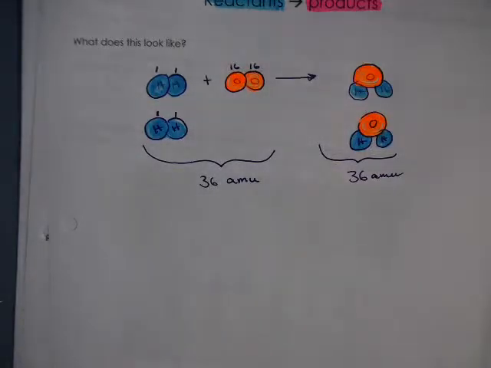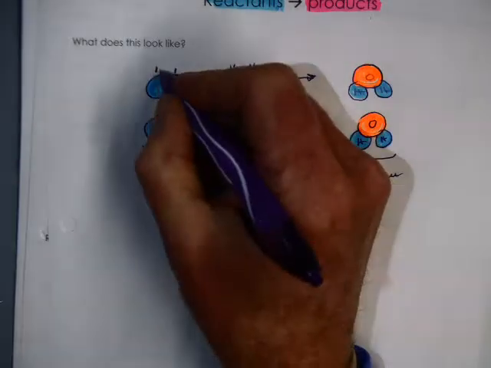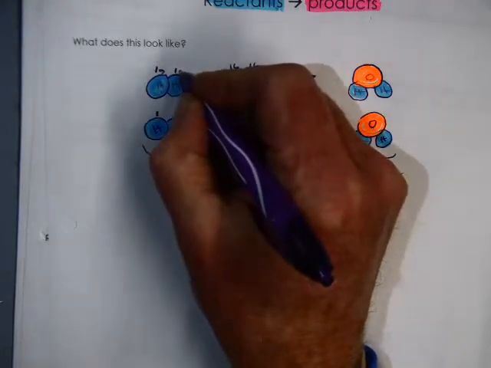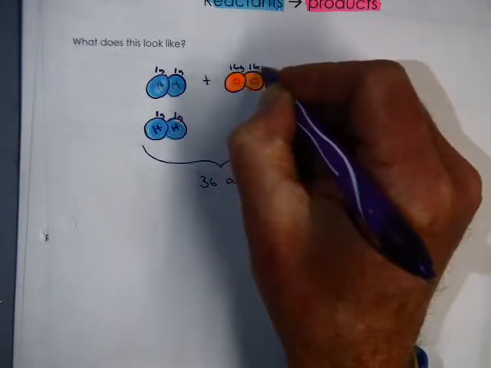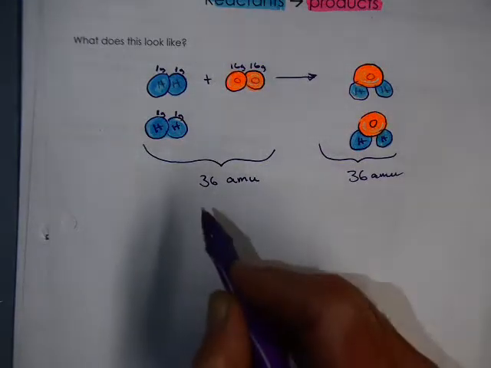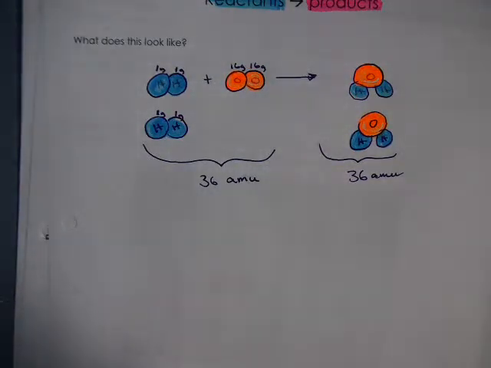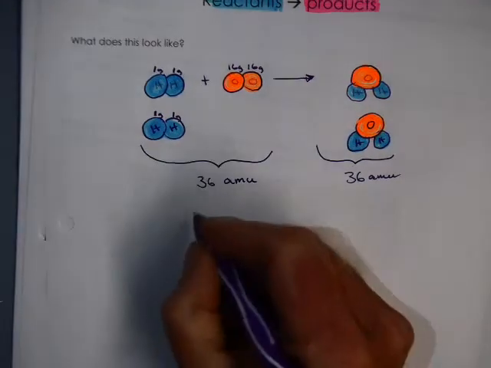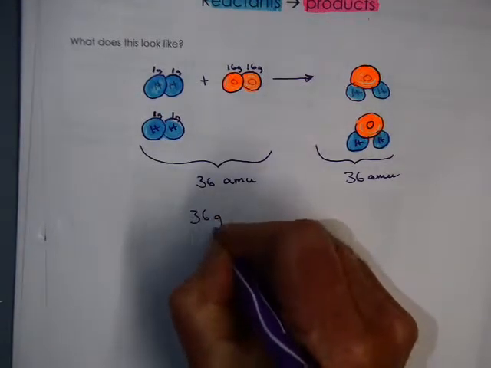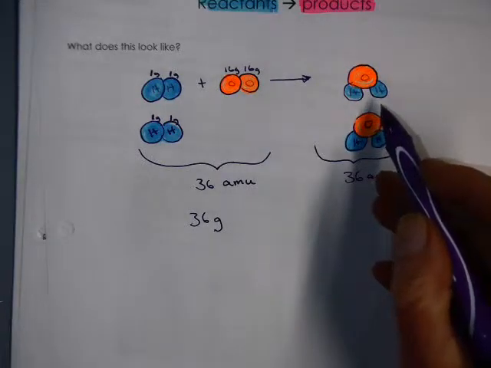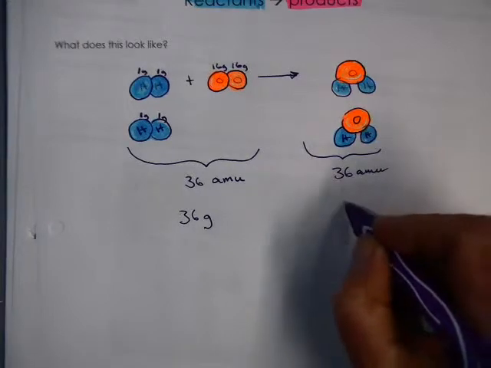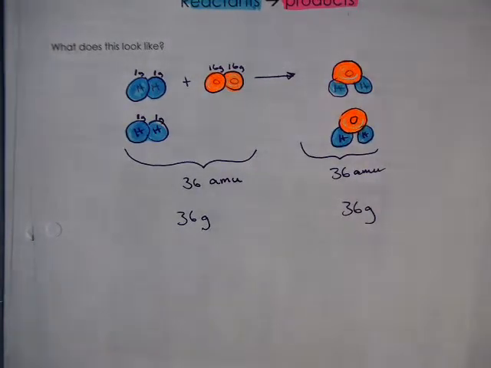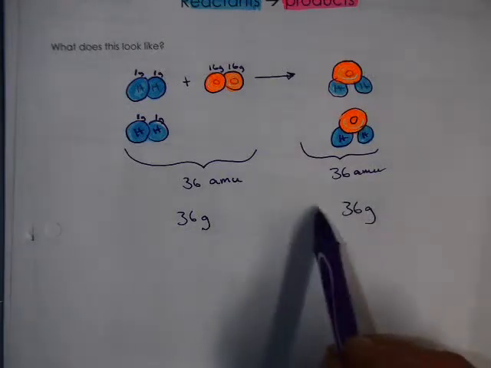So that would mean if I translated this totally, this would be 1 gram, 1 gram, 1 gram, 16 grams like that. And so instead of 36 atomic mass units, this would be 36 grams. This, by extension, no big surprise, should also equal 36 grams, right? Notice that no mass has been changed.